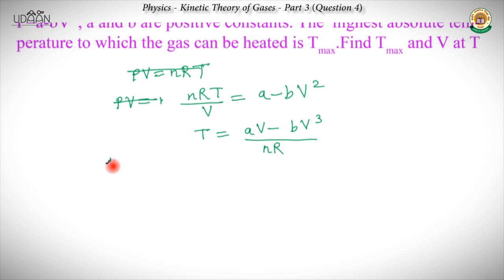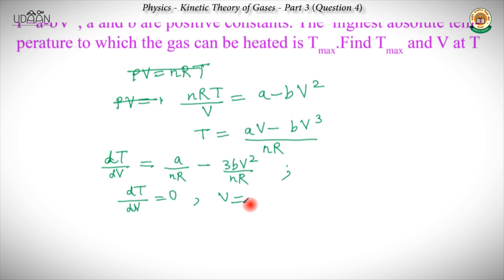We find dT by dV, because now we have reduced T to the function of V only and nothing else. It comes out to be A by nR minus 3B V square by nR. So basically dT by dV is 0 at maxima or minima. So equating it to 0, we get dT by dV equals 0. For that we get V equals plus minus root over A by 3B.